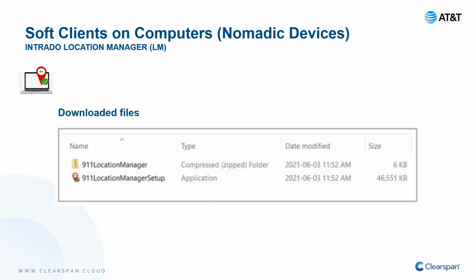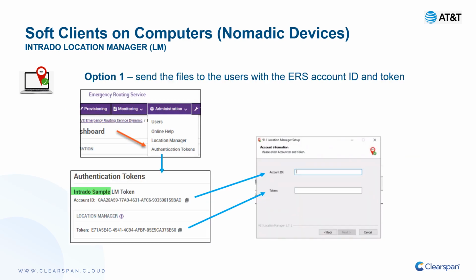When downloading the two files, ensure that they reside in the same folder. The next two slides will cover two options for distributing the files to the end users. The first option is essentially distributing the two files directly to the end users without any additional modification. However, the administrator will have to provide their Intra account ID and account token information to the end users so they can use that information during their installation of the Location Manager software.